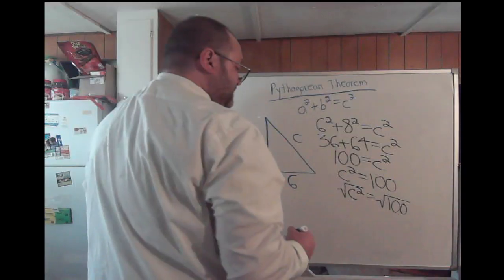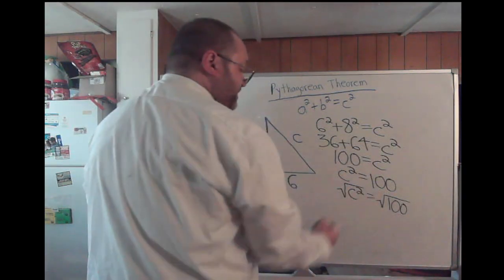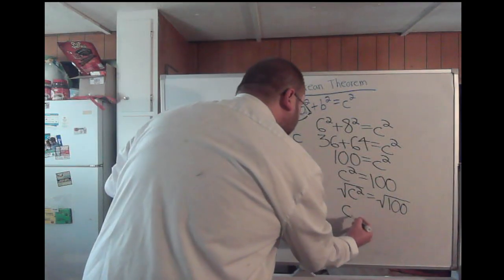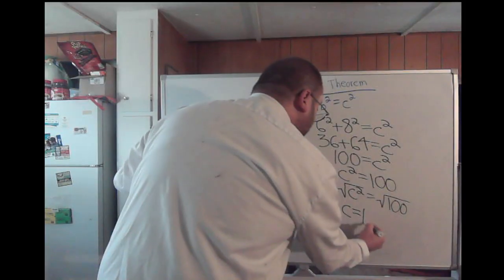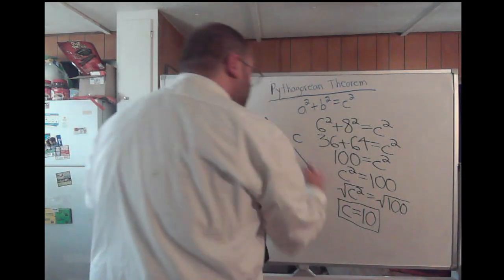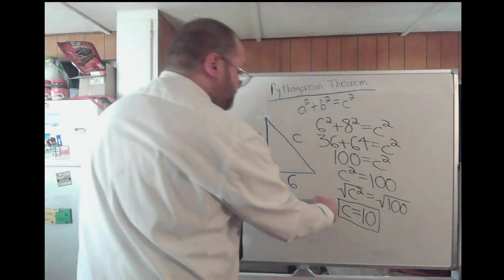So the square root of C squared is equal to the square root of 100. On the left side, the square root of C squared, you'll just get C. That'll be equal to the square root of 100. That'd be 10. So the answer is the hypotenuse C has a length of 10. That's exactly what you would get, a length of 10.